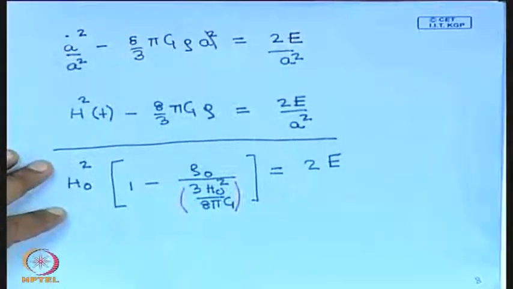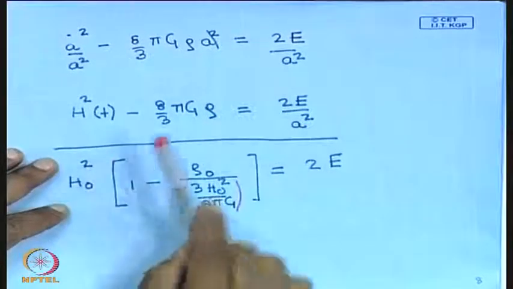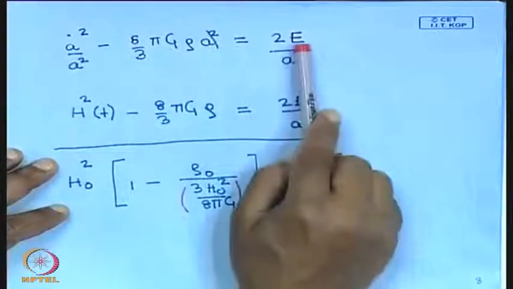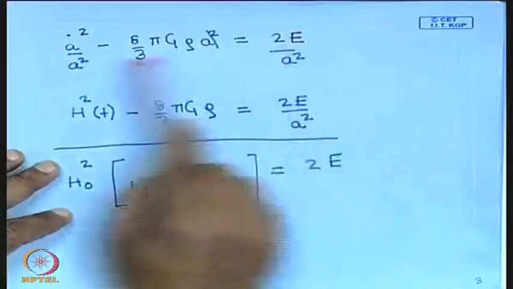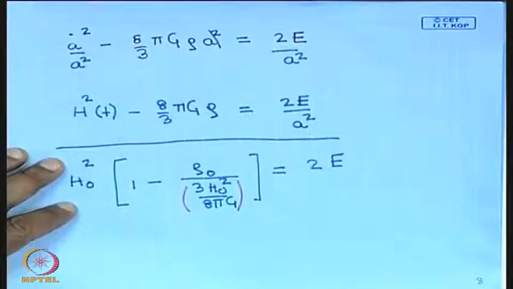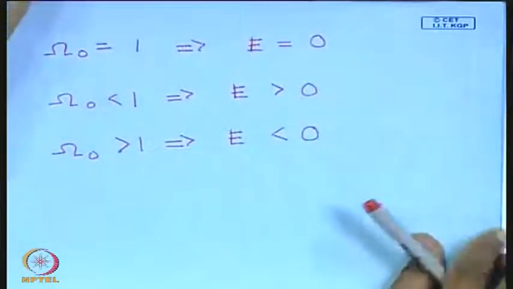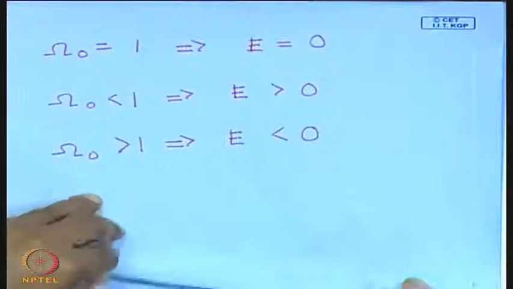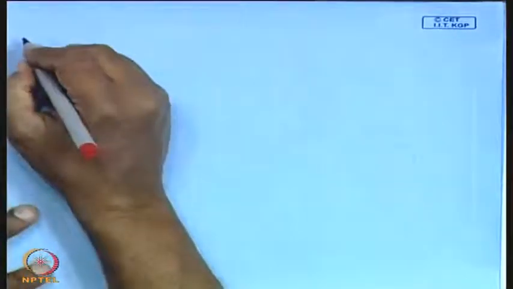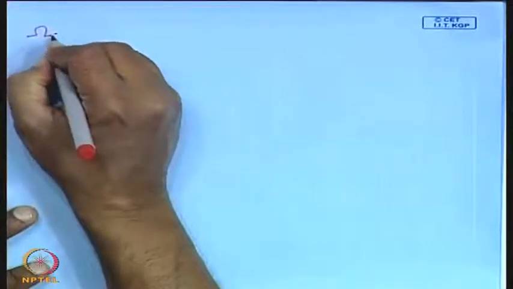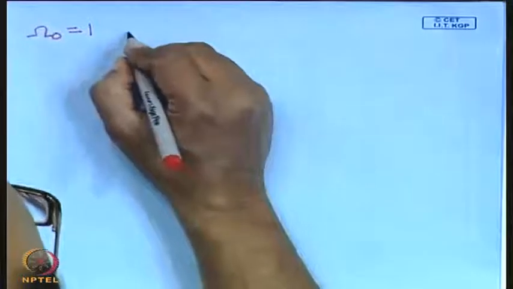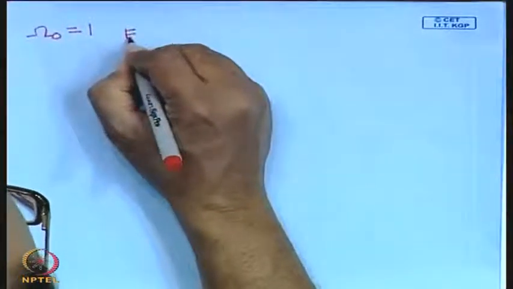What does it look like? So let us first take up one situation which is the simplest, where the value of this energy is 0, which is the critical model. Let us just work out the value of the scale factor. What does it look like? So the scale factor corresponding to omega naught equal to 1, this is the critical model, this is the critical universe, it is also called the Einstein de Sitter universe.